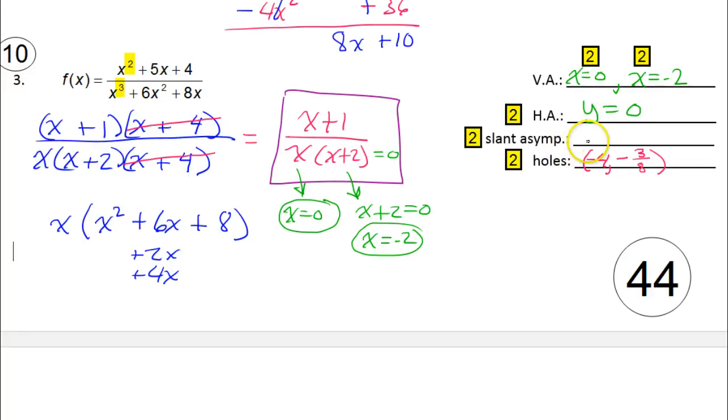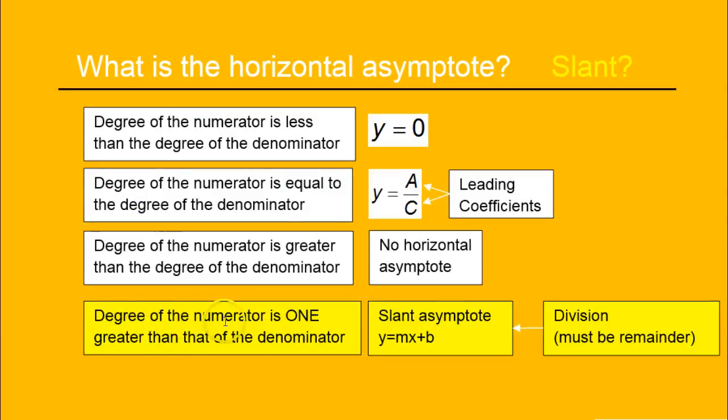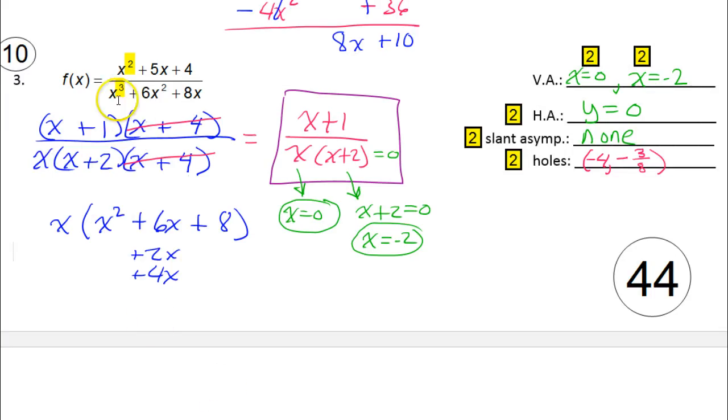There will not be a slant asymptote because you're only going to have a slant asymptote when the degree of the numerator is 1 greater than the denominator. And that is not what's happening here, so none. And that is it for problem number 3.